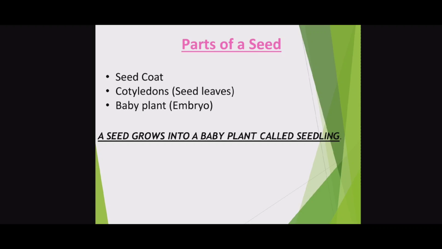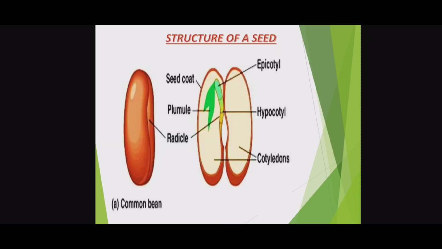A seed consists of three parts: seed coat, cotyledons, and baby plant, and a seed grows into a baby plant called a seedling. Now you can see here the structure of a seed: the seed coat protects the seed, the cotyledons provide nutrients to the seed, and there are the plumule and radicle. As already told, the plumule means the shoot system and the radicle means the root system.